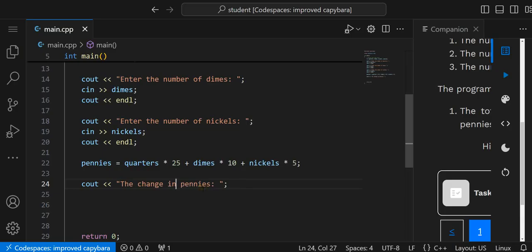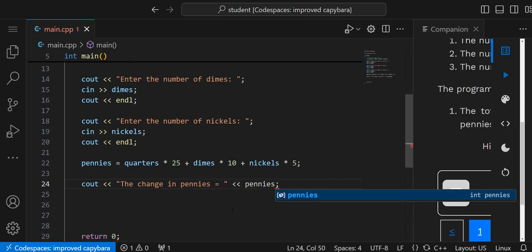Pennies. This needs to be, let's go, equals. And a little space there. Push this back. And we got pennies in line. And there's your semicolon. Let's pull this up.